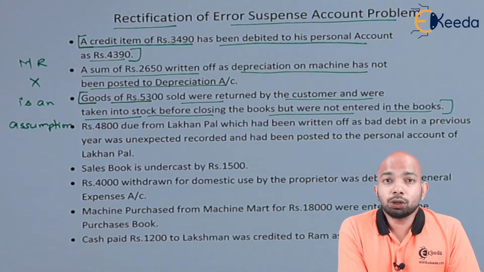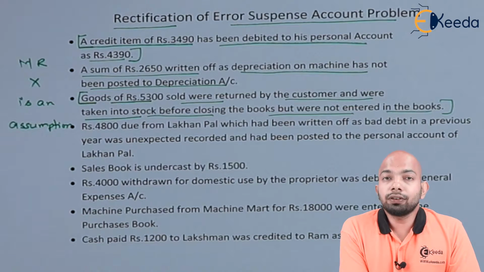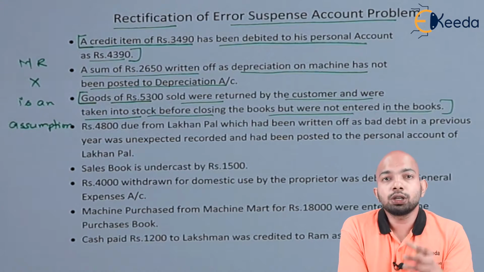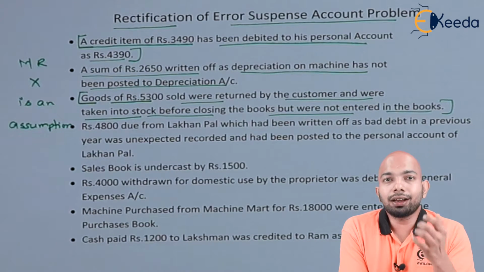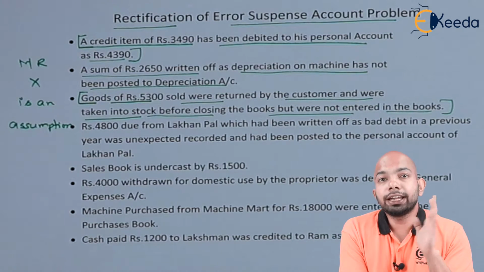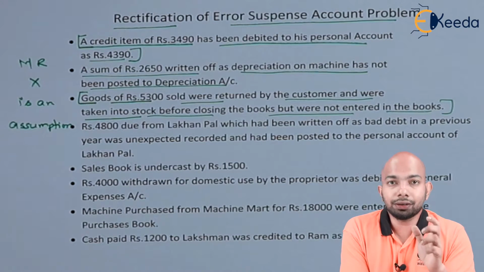The next transaction refers to goods worth rupees 5,300 that were given back by the customer. However, it was not mentioned in the sales return book. So there was a certain sale, out of which goods worth rupees 5,300 were given back to us by a customer. We have taken it before the closing stock was valued. However, we never mentioned that in the sales return book.